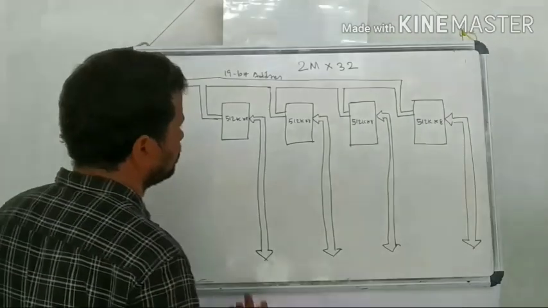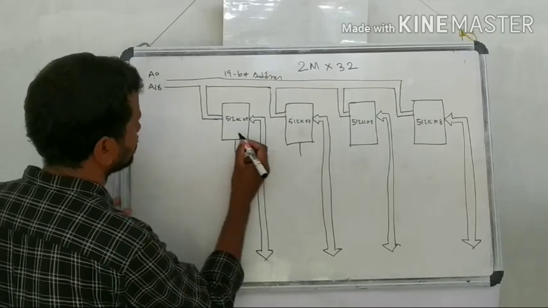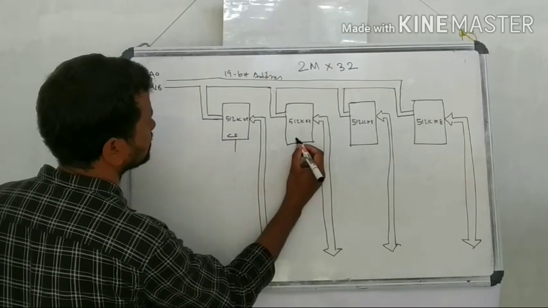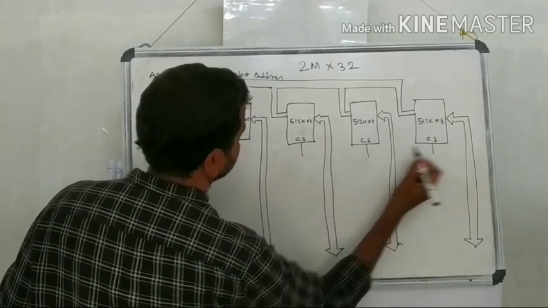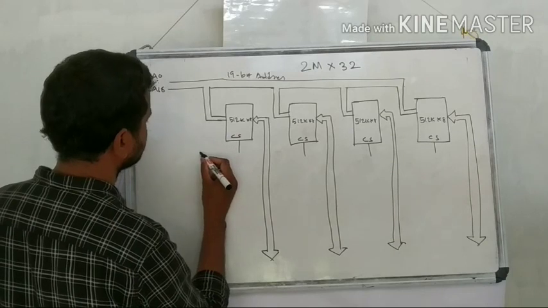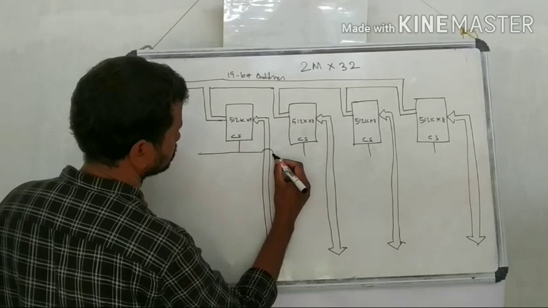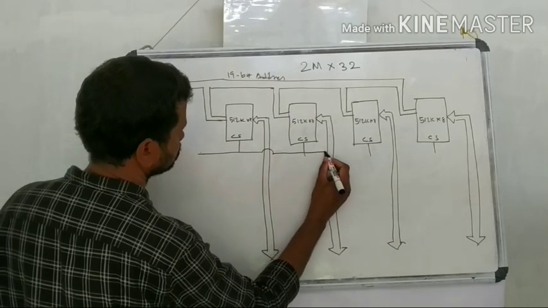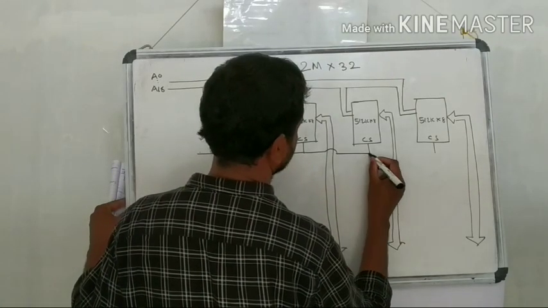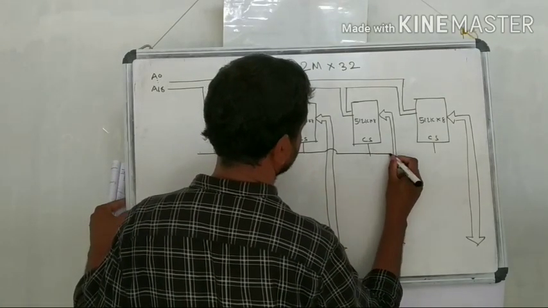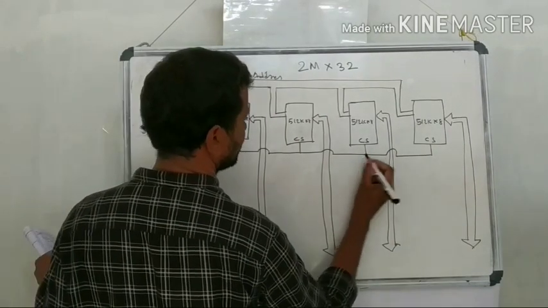Then another line is the chip select line, CS. We have chip select lines for all our memory chips. These are our chip select lines.